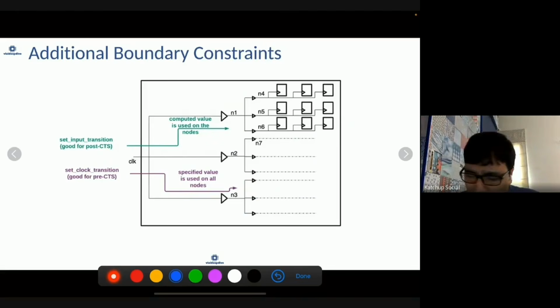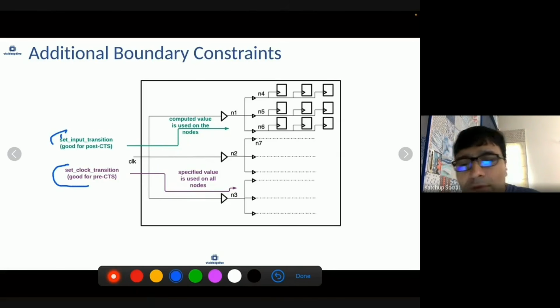Now, one important question which comes up is with respect to clock. You remember for clock, we have the set clock transition command. And for inputs, we also have the set input transition command. So which command should be used? What is recommended is, if the clock tree structure is not built, the short form of which is CTS, then you use the clock transition command. Basically you're telling the tool that this is the minimum or maximum transition value you should be using on all of the clock tree.